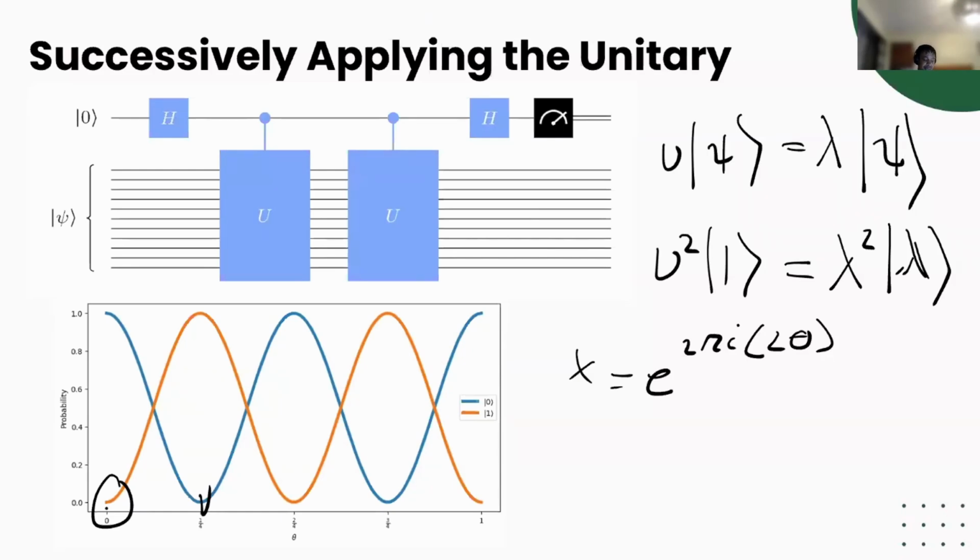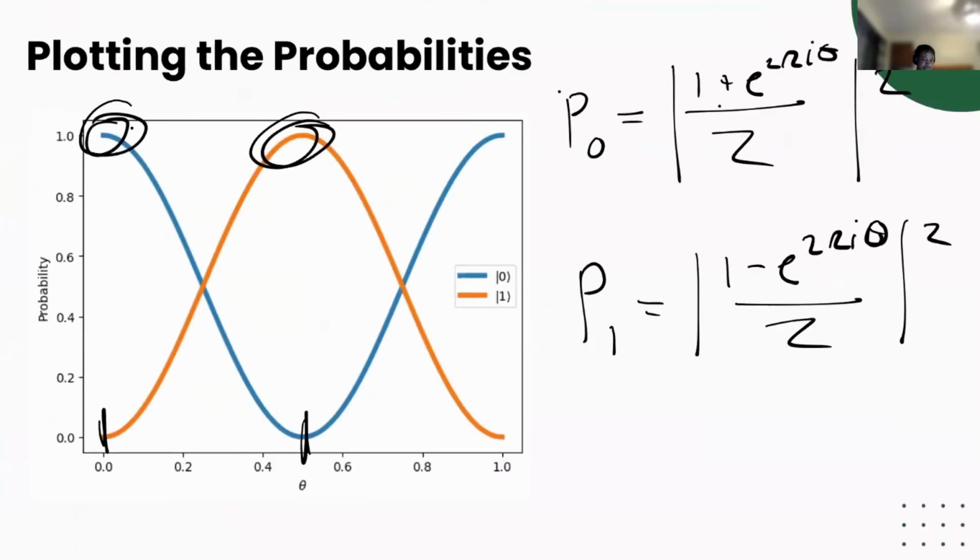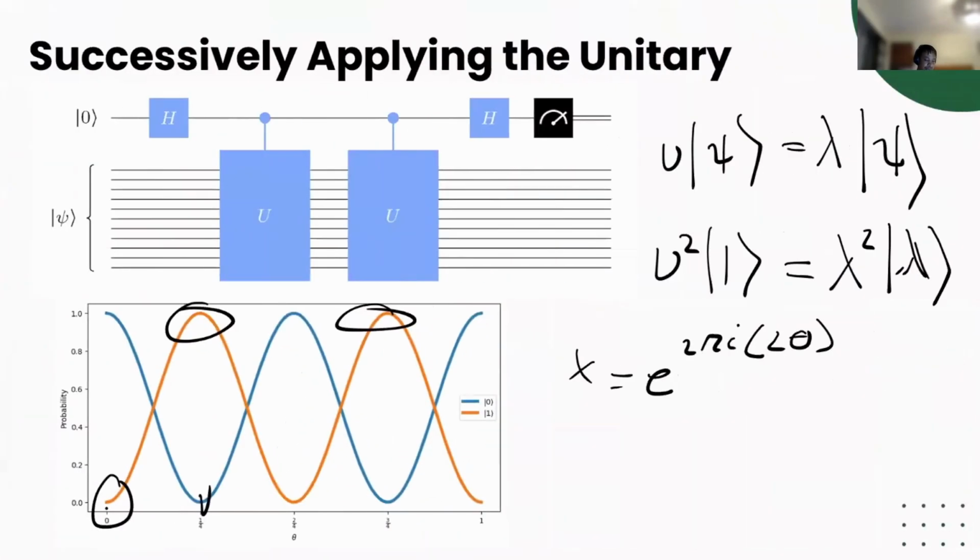But this isn't strictly better than the first case, because we'll see here we have 2 peaks. So if theta was the value of 1/4 or 3/4, we wouldn't be able to distinguish what our theta is. The point of this is that we can extract more information by applying the unitary multiple times, but this isn't strictly better than applying it once. The whole goal of applying the unitary is to figure out our information about theta. We're trying to figure out what the value of theta could be.